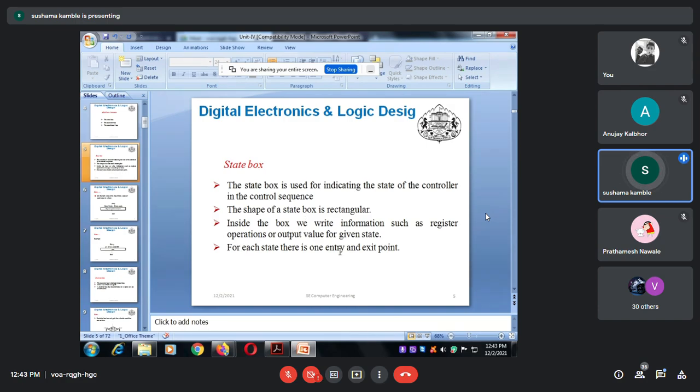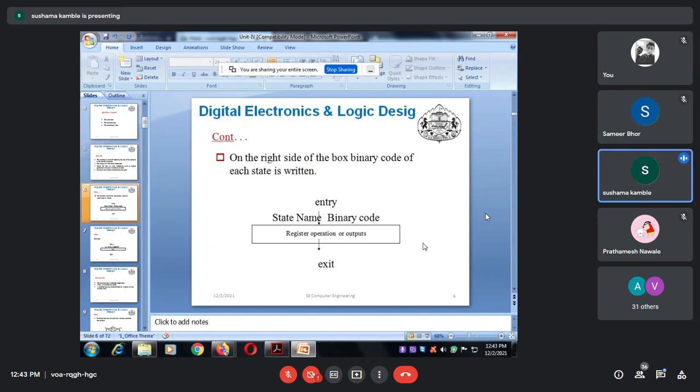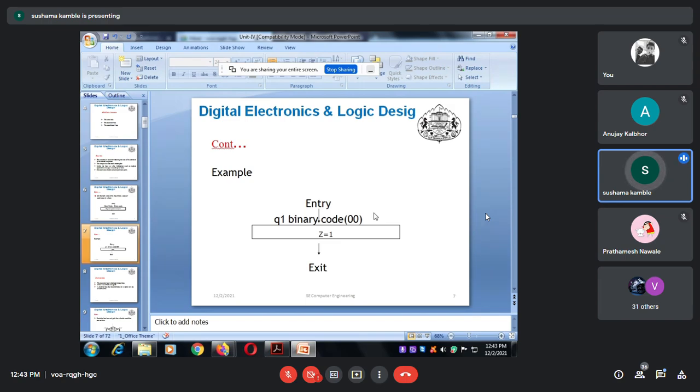For each state there is one entry and one exit point. Okay, and what's here? See, on the right side of the box, the binary code of each state is written here. This is one example that Q1 we are entering here and we are getting some output that is Z is equal to 1, and we are indicating this for a binary code 00, and this is the exit point.